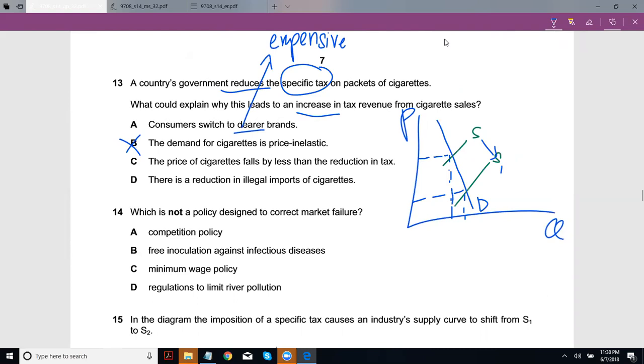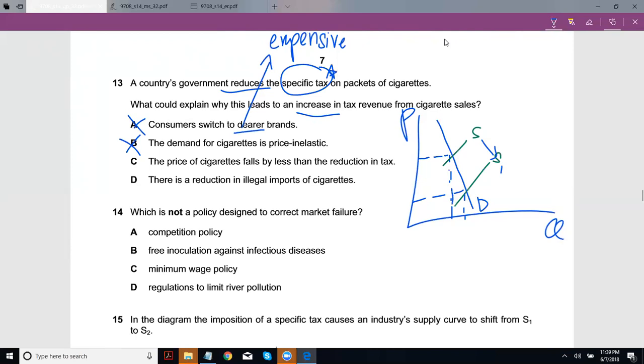But the idea here is, a specific tax isn't a percentage of price, it's just a particular amount. No matter what price you're consuming at, it's like $2 or $0.5 per unit. It's not necessarily a percentage of the price. So even if you switch to a more expensive brand, that shouldn't necessarily increase your tax revenue. So okay, thank you.